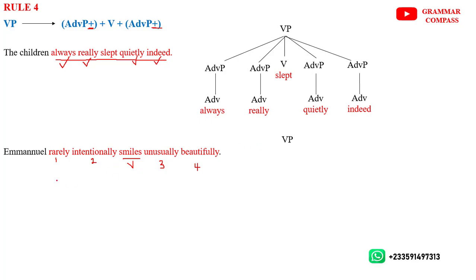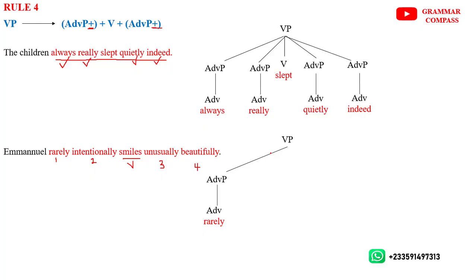And this verb phrase has an adverb phrase, another adverb phrase modifying the verb head, and it also has two different adverb phrases which are both qualifying the smiles, which is the verb head. Let us account for the first part of the adverb phrase, that is rarely. This verb phrase consists of the adverb phrase, which also consists of only one adverb, that is rarely.